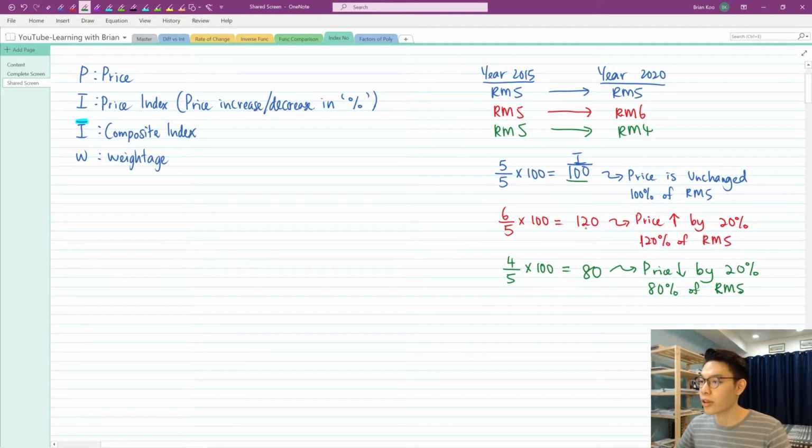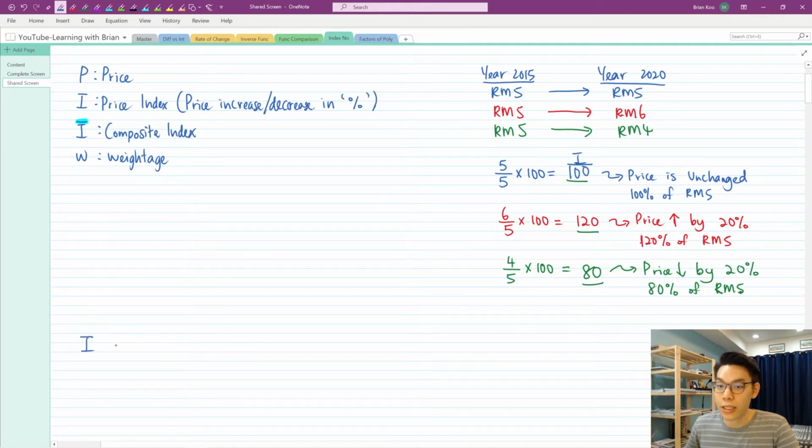If I show you like this, you can see very clearly what we are doing. All these values are your price index. 100, 120, and 80 is your I. So if the question states the price of something increased by 20%, straight away you know the index is 120. If the price of something dropped by 30%, then you straight away would know the index is 70. You just use 100 as the middle mark. If it's unchanged, then it would remain at 100. Remember that.